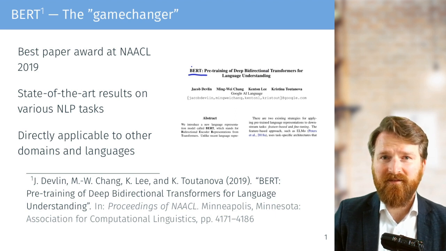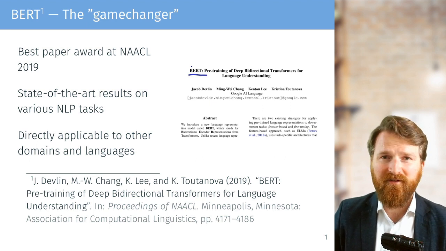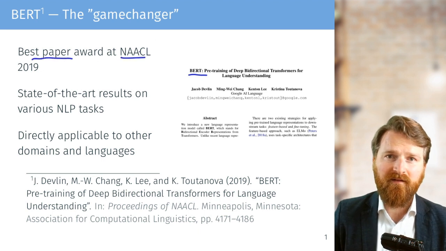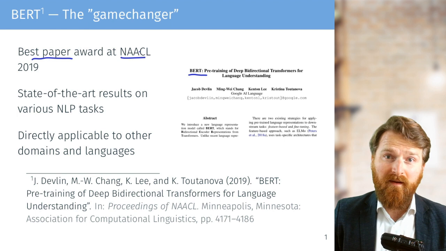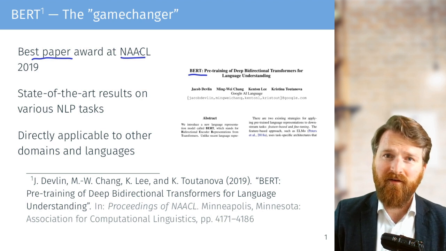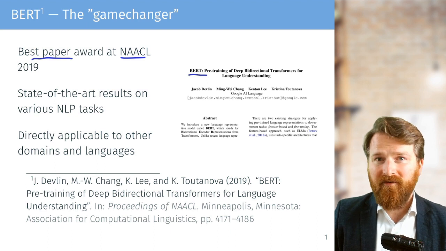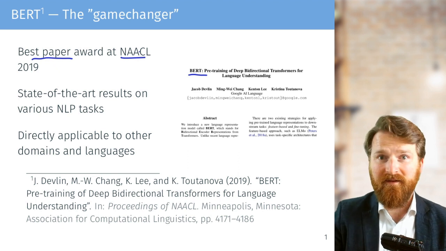Sometimes you see funny toys and puppets around this sort of research, but we take a different approach. Why is BERT important and why is it such a game changer? Not only did it win the Best Paper Award at the North American chapter of ACL 2 years ago, it actually changed a lot in the way we perceive and solve various NLP tasks. It immediately gave state-of-the-art results for many tasks at once, and it's directly applicable to various domains and to different languages as well, as we will see.